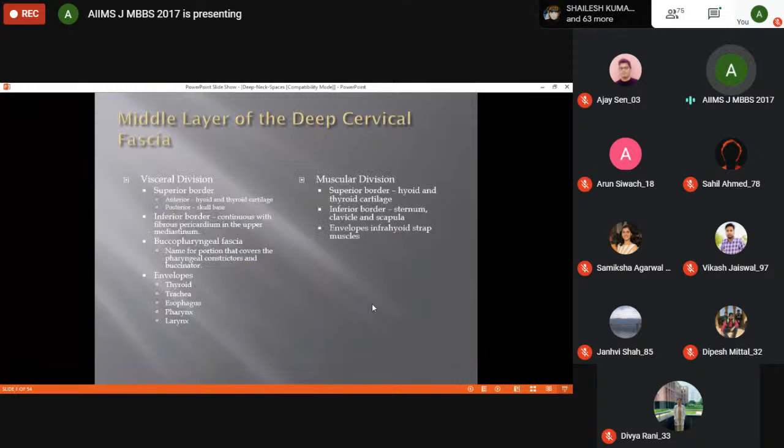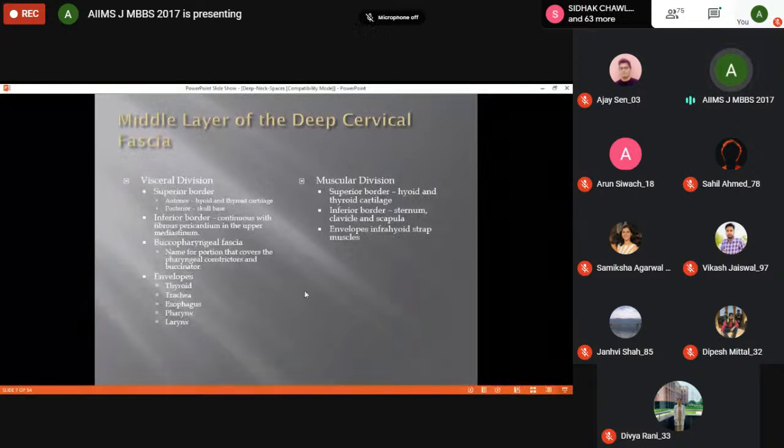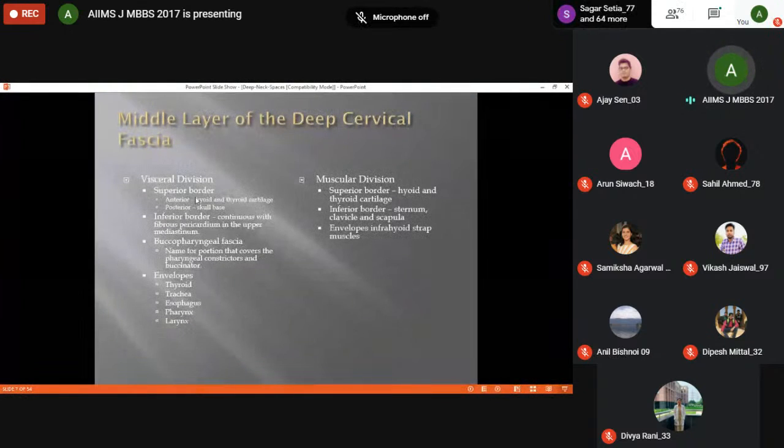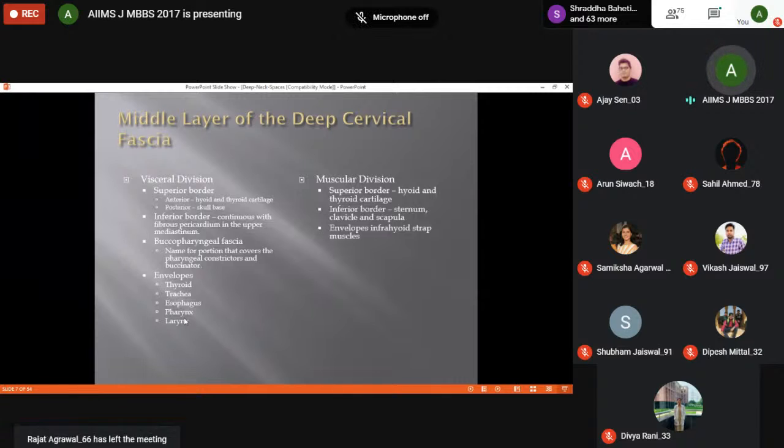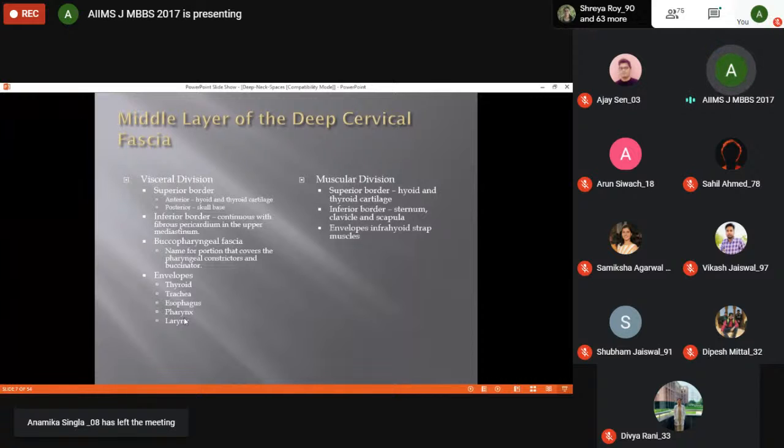Then there is a middle layer. Basically, this is all to learn: where does it arise. The superior border is from the hyoid and thyroid cartilage, posteriorly from the skull base. The inferior border continues with the fibrous pericardium in the upper mediastinum. It covers the buccopharyngeal portion that covers the pharyngeal constrictor and buccinator muscle. Basically, it envelops the thyroid gland, trachea, esophagus, pharynx, and larynx. This is all covered by the middle layer of deep cervical fascia. And this fascia extends up to the pericardium, continuing with the fibrous pericardium in the upper mediastinum.